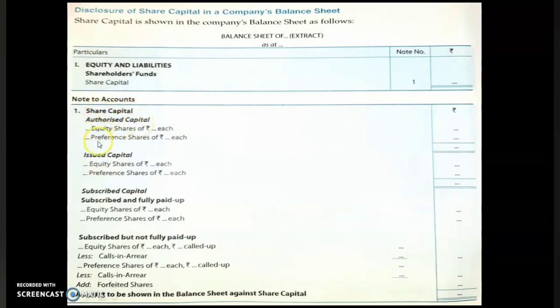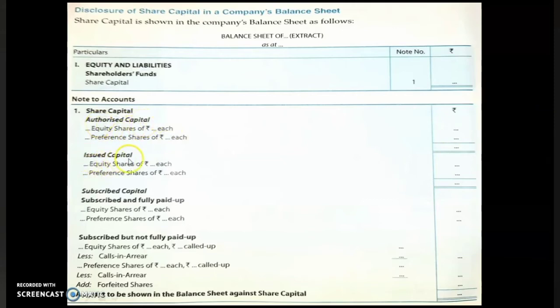Under authorized capital, we know that there are two classes of shares, that is equity shares and preference shares. So you have to write equity shares, how many shares you are going to subscribe and what is the rate of one share. That also you will mention over here, and then multiplying the total number of shares with the unit value of the share, you will get the whole amount of the equity shares. So that we will discuss while doing the problems. So the first category of share capital is the authorized capital.